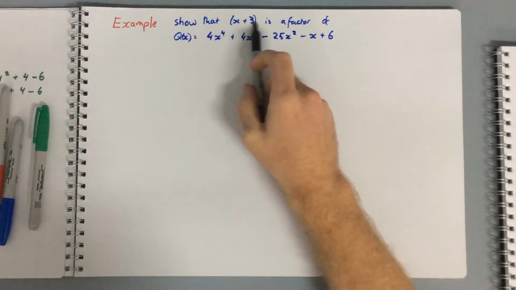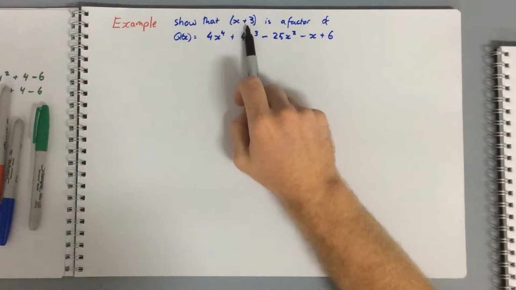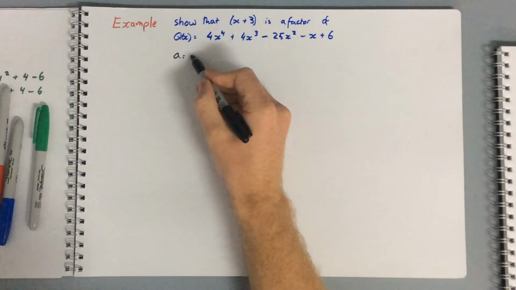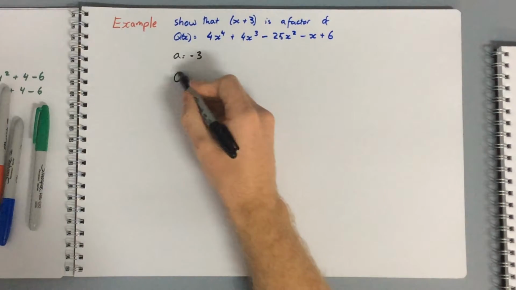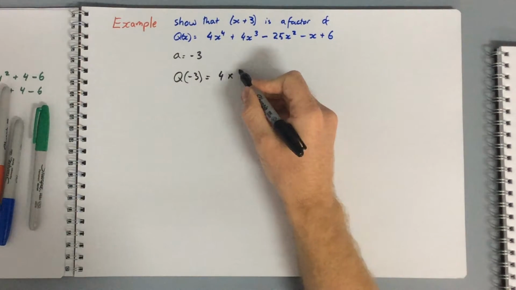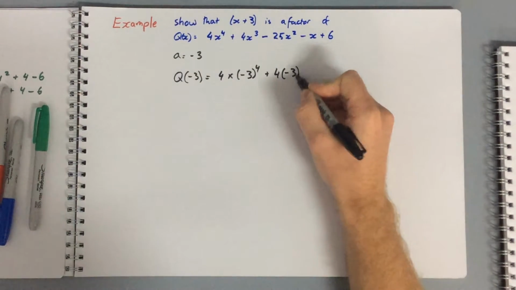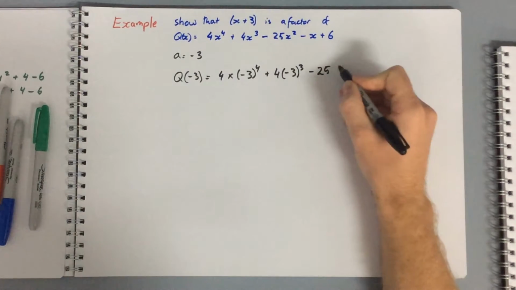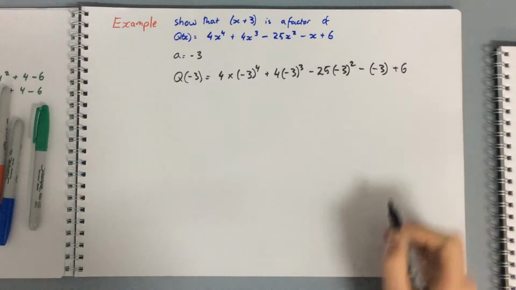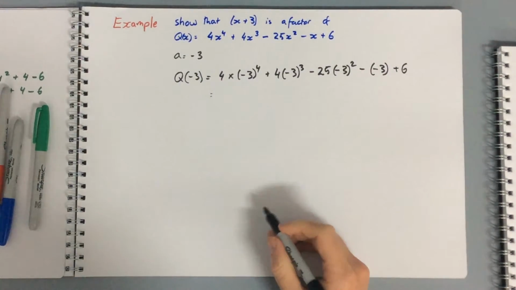So x plus 3, similar to what we were doing before. So a in this case is going to be minus 3, because of the positive. So a equals minus 3. So when we substitute that value in, we should get 0. So 4 times minus 3 to the 4, plus 4 times minus 3 cubed, take 25 times minus 3 squared, take minus 3, plus 6. Again, brackets are your friend. Always use your brackets when you have negatives as a general rule of thumb.